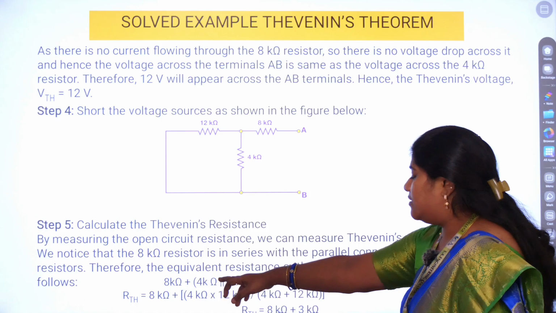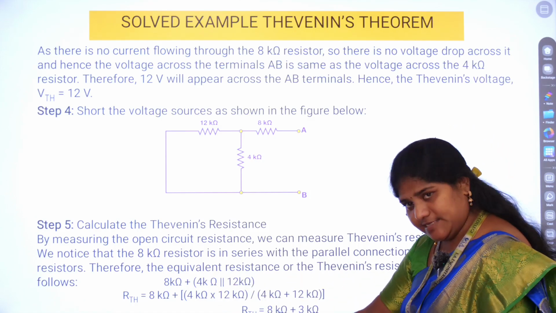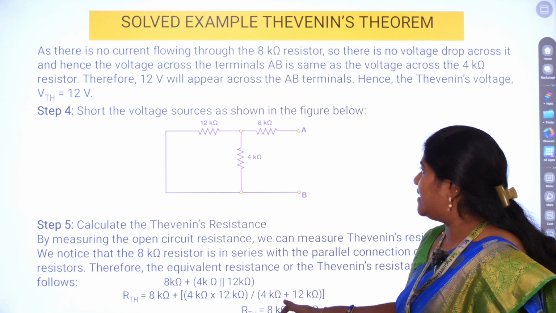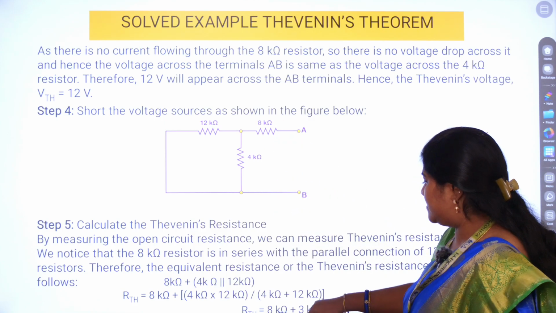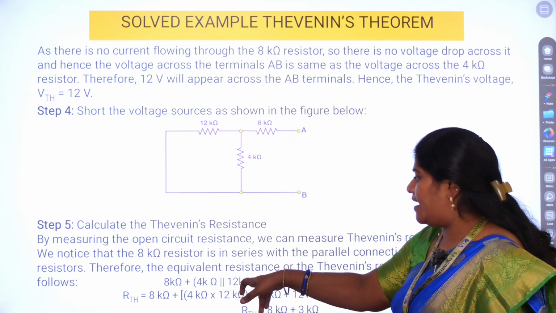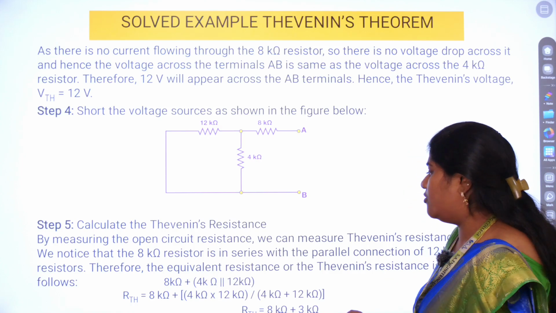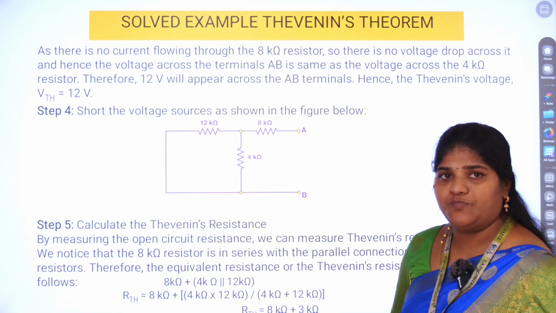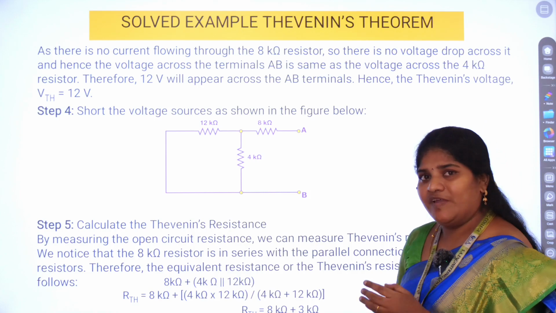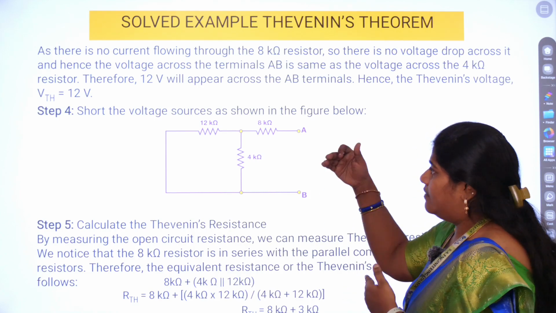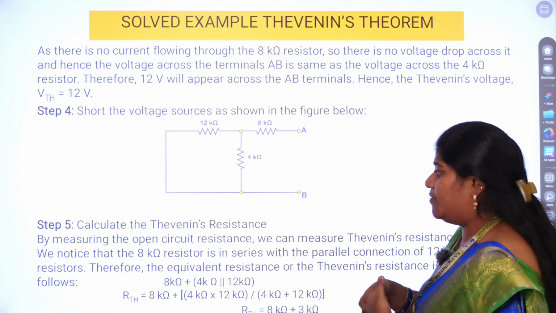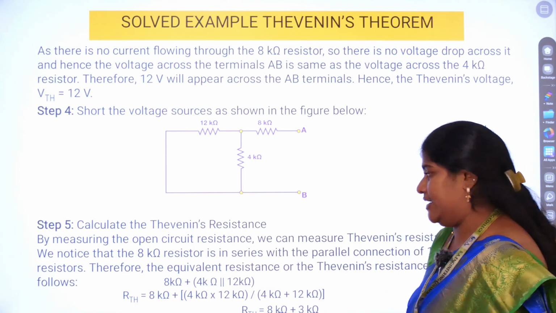So you can get the total Thevenin's equivalent resistance as 8K plus 3K. That is, this 8K is this value and this 3K is the result of 4K parallel with 12K. So totally now the value of RTH is equal to 11 kilo ohms. So this is going to be our step number 5. As you can see, initially we started calculating VTH, then we proceeded to find out what is RTH.